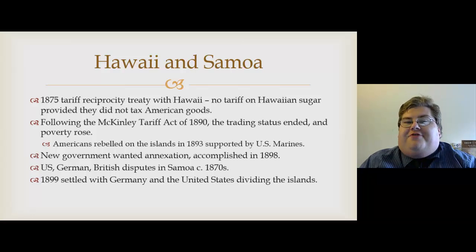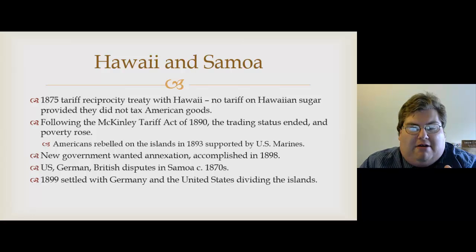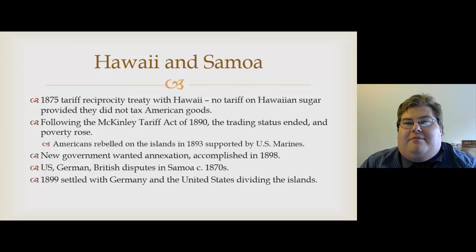1890, we end that trading status. We hike up a tax on sugar. Americans no longer buy Hawaiian sugar, and poverty sweeps the island. That poverty then affects American planters who live on the island trying to make a living. So they do what any American does. They grab their guns and they stage a revolution.